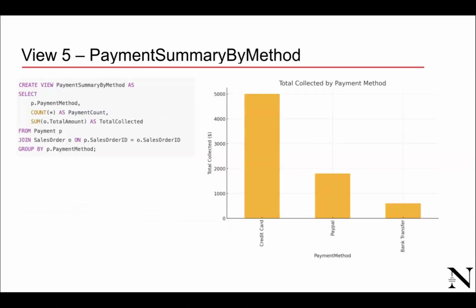View 5. This view summarizes payment behavior by aggregating the number of payments and total collected amount per method. It helps the finance team understand which payment channels are most frequently used and most profitable.